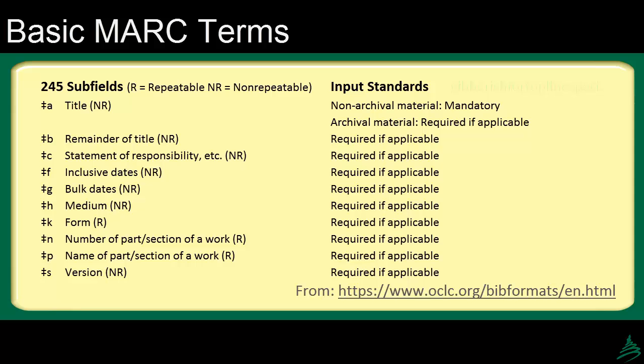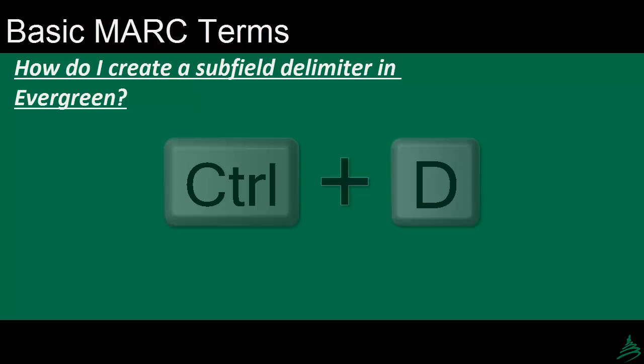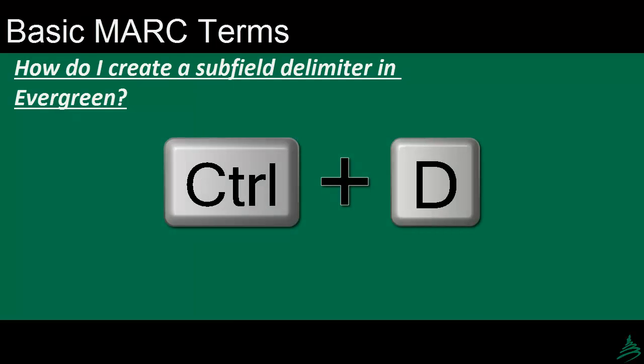And then for all of you who are trying to remember, when we go into a record, to create a delimiter in Evergreen, you want to press Control and D at the same time in the spot where you want your delimiter created. So if you're adding a subfield B in the 245, you want to go to the end of the subfield, or the last letters of the subfield A, and add your subfield B, and you would press Control and D at the same time.